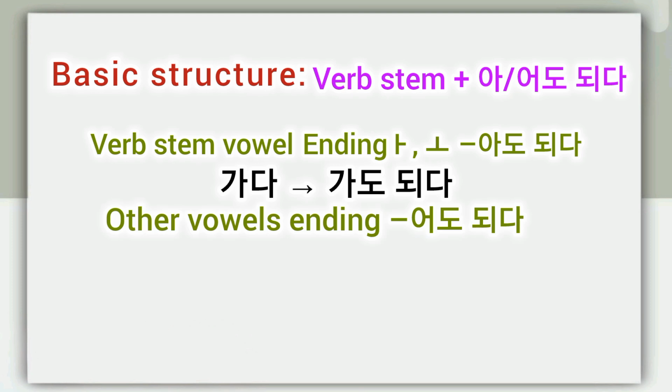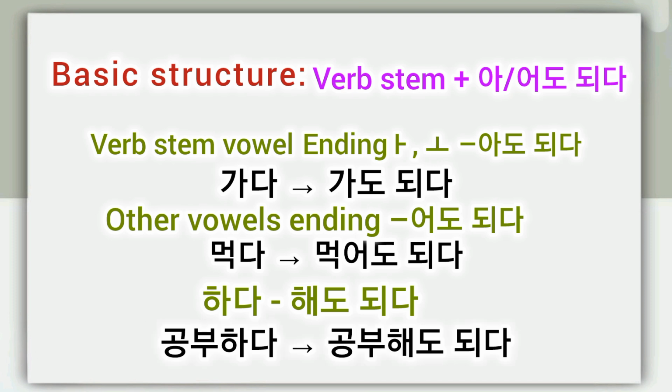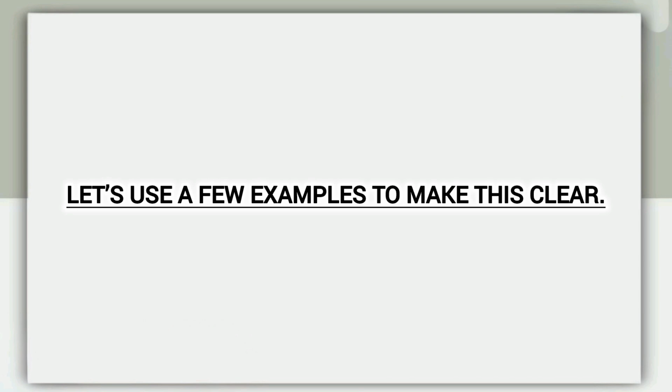For other vowel endings, we use o do tweda. For example, mogda, it becomes mogo do tweda. And for hada ending verbs, we use he do tweda. For example, khungbu hada, it becomes khungbu he do tweda. Let's use a few examples to make this clear.